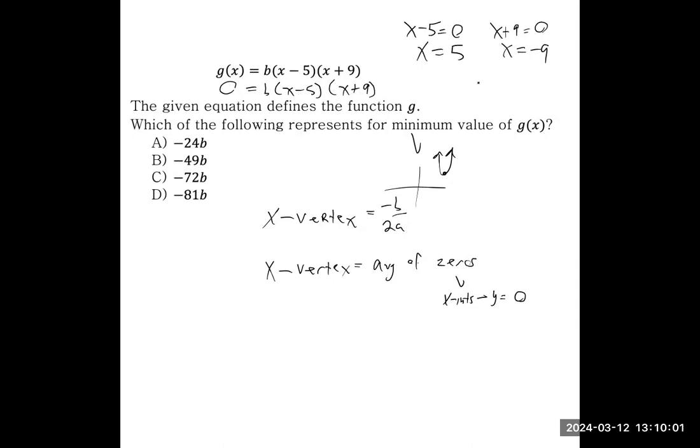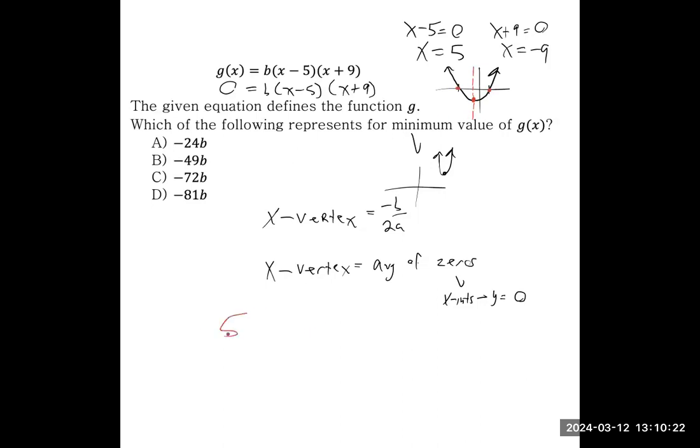Those would be the two places where this parabola would hit the x-axis. Just imagine hitting at 5 and negative 9. We now know it looks something like this to be more specific. And without knowing the value of b, we already know that the vertex would have to be the symmetrical middle between the 5 and the minus 9.